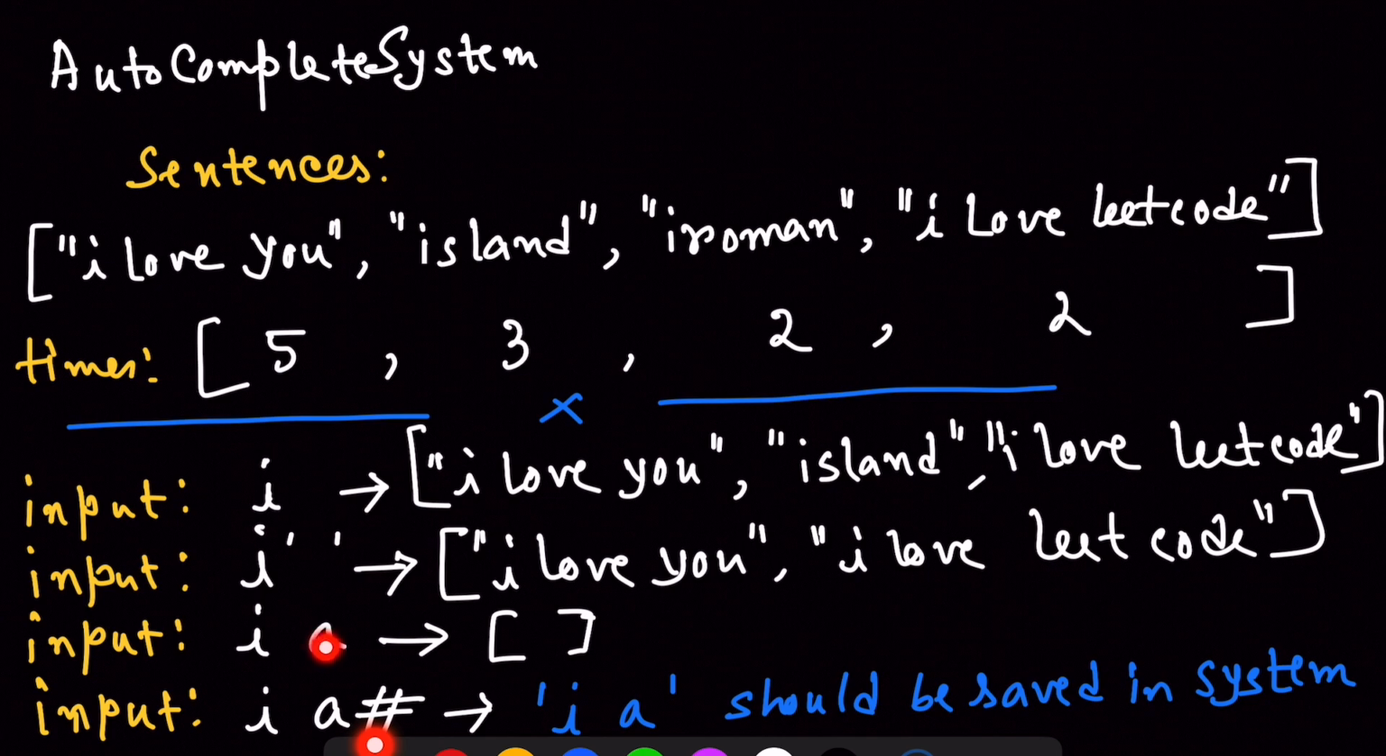Next we got a. I space we already got, then we got a. Is there any sentence that starts with I space a? No, right? So we'll return an empty list.